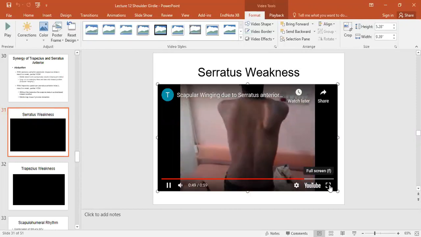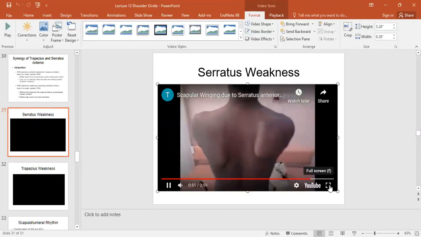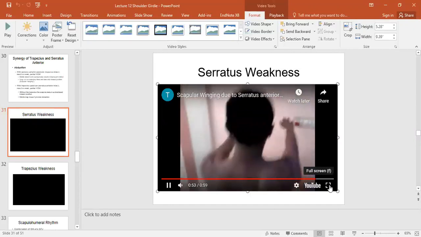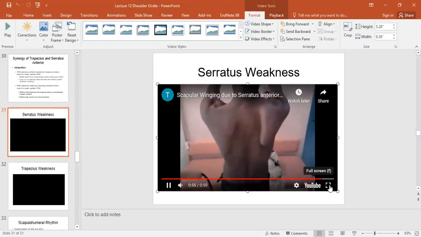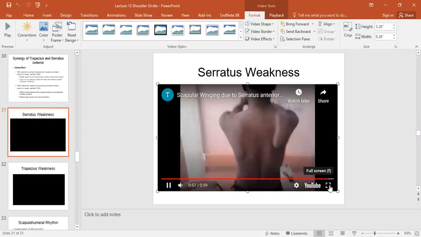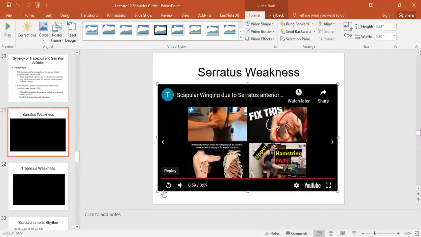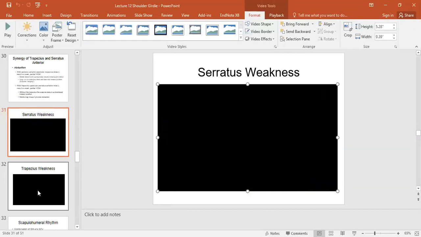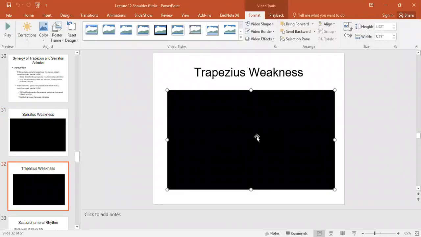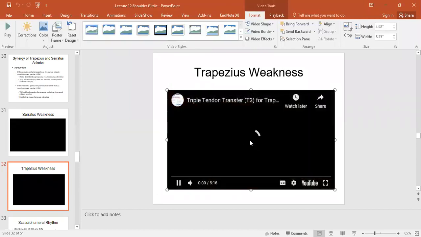Okay. Now raise your hands forwards. You can see that there is an ocular scapular winging. Yeah, I'd say. All right, so that is one. I got another one. So this is trap weakness. It looks very different.